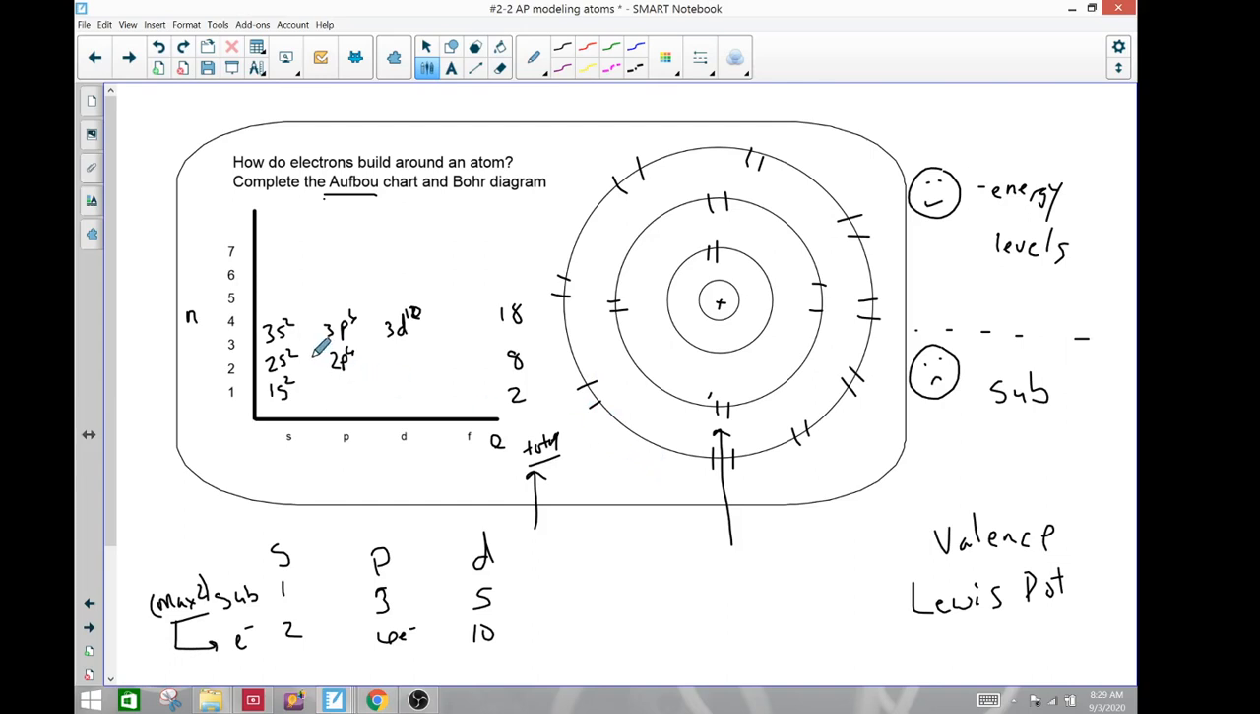Okay. So we have the next energy level, the fourth energy level. Let's add it right here. The fourth energy level would be 4s2, 4p6, 4d10, 4f14. So that 4 right here, let's just do this one. There we go. That's my 4s2. So that's our basic Aufbau chart and Bohr diagram.